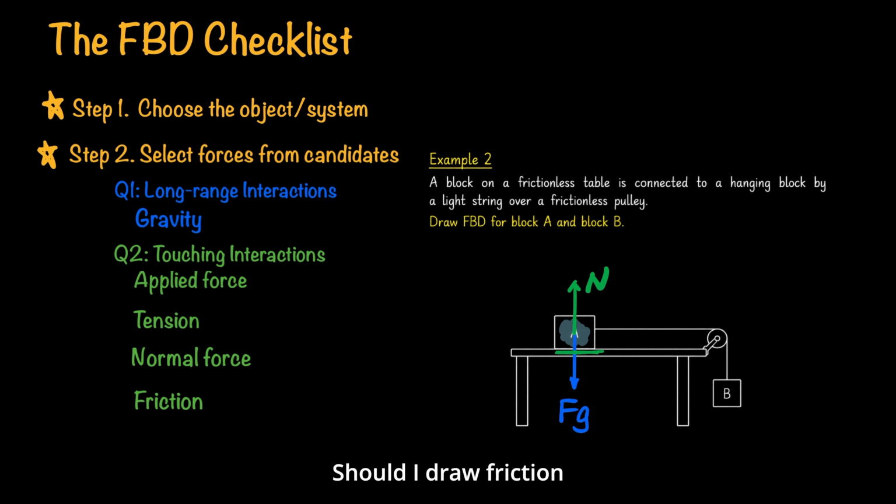Should I draw friction? Not this time. Here's an important word, frictionless. That immediately tells us we should not include a friction force. Anything else touching the block? Yes, the rope. The rope is pulling on the block, so I draw the tension force. That's the free body diagram for block A.